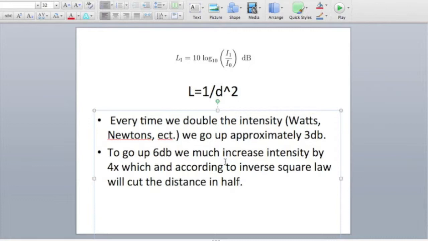However, we want to go up 6 decibels, so we must increase the intensity by 4 times. When we plug this into the inverse square law, we find that in fact it does cut the distance in half when we increase the intensity by 4 times.